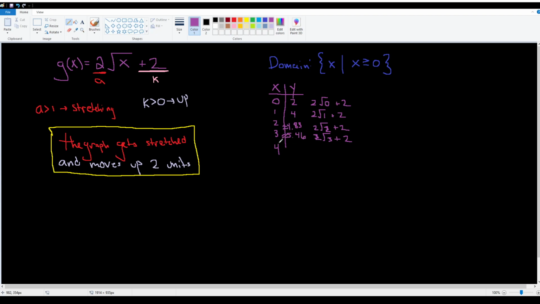Again, please remember, these are just approximations. They are not exact. Now we can plug in 4: 2 times the square root of 4 plus 2. Square root of 4 is 2. 2 times 2 is 4. Plus 2 gives us 6. And now we have enough points that we can just go and graph our function.